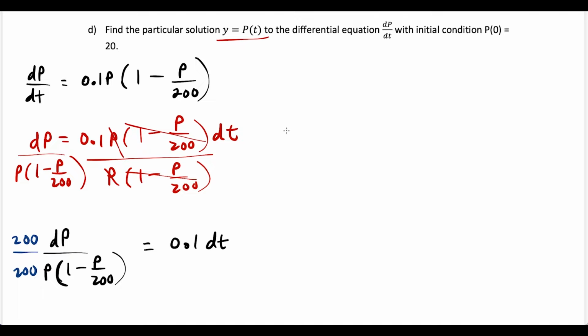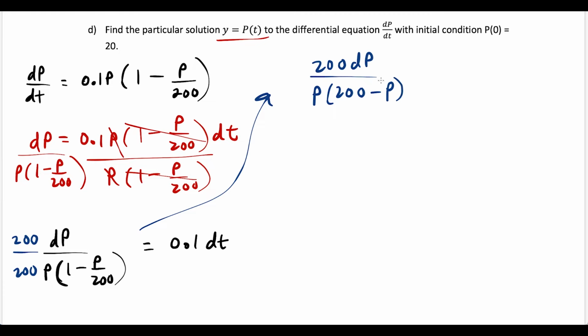So now I'm going to write that result over here. We're going to say we're carrying on over here. And we're going to have 200 dp over, and we're going to have p on bottom. But when we distribute the 200, we're going to have 200 minus, and when we do 200 times p over 200, we're going to be left with just p like this.